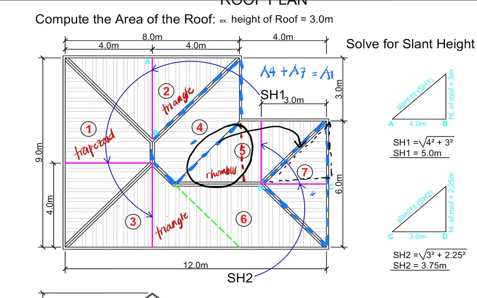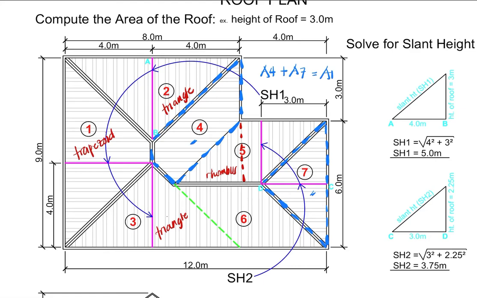Okay, so that is for the rhombus. If we cut this section, and then we transfer it there, it becomes a rectangle. So for the rhombus, we will use the formula for a rectangle to solve for the area of the roof.